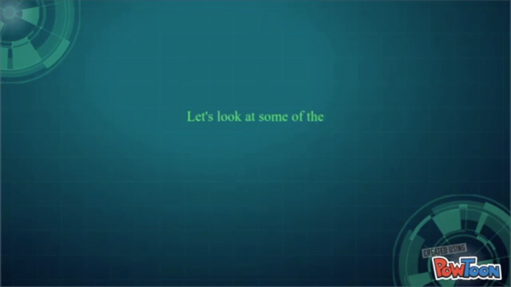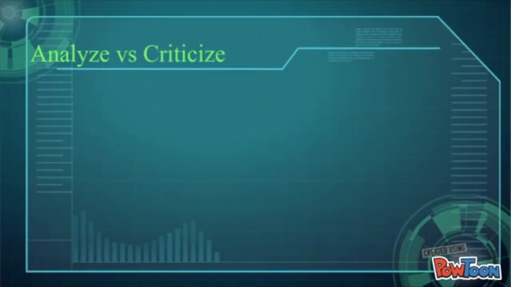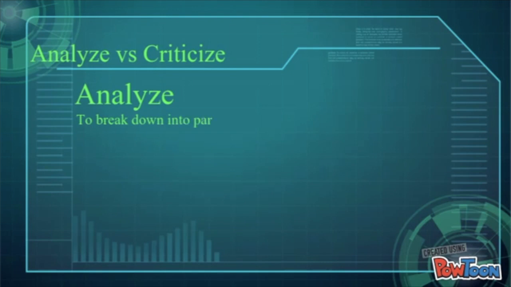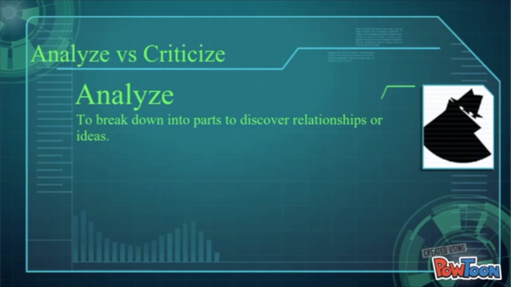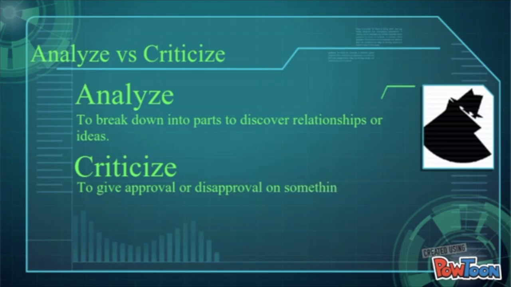Let's look at some of the imposters. Analyze versus criticize. Analyze, to break down into parts to discover relationships or ideas. The imposter, criticize, to give approval or disapproval on something.